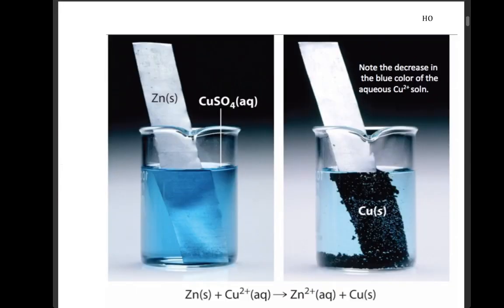Here on the left would be the initial setup, using copper sulfate in this case. And that would be after a period of time. The blue color goes down because the amount of copper 2+ in the beaker has decreased. And the zinc 2+ is colorless, so we won't see evidence of that one by just colors.